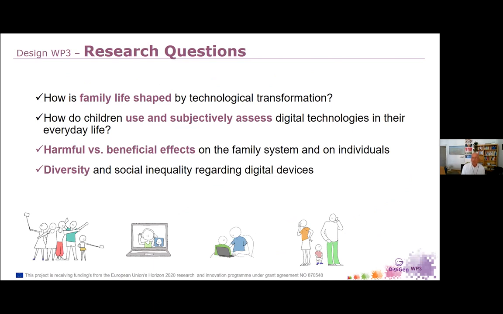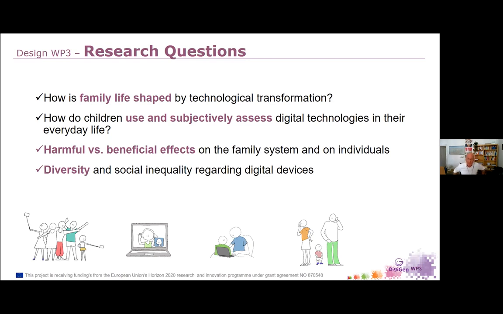So we are not only interested in how they access and on what kind of device, but we are very much interested also in what kind of software they are using, what they are doing with digital technologies, and how their daily life within the family is shaped, and how family life is shaped by digital technologies. Of course, one of the central parts is harmful versus beneficial effects on the family and on the individual. And then we would like to look at diversity across families, diversity within families, diversity across different countries in Europe, and Sarah already has presented some of that.